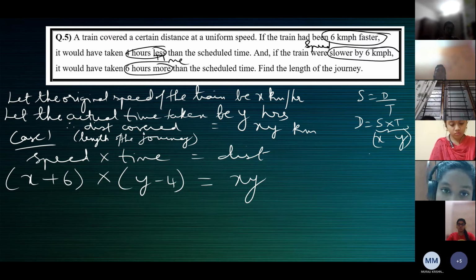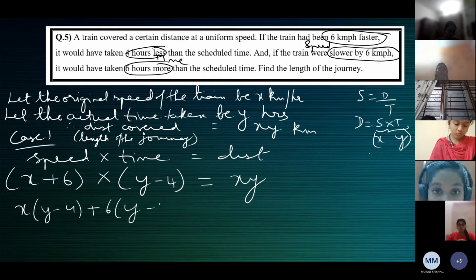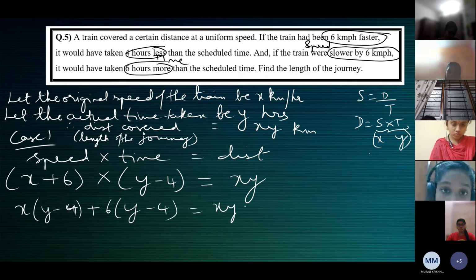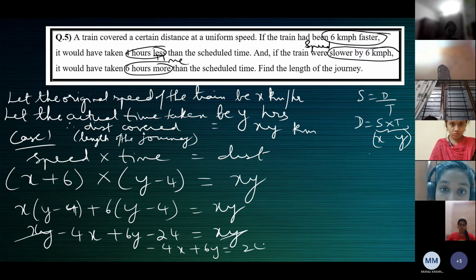Okay, so speed into time is equal to distance. x plus 6 into y minus 4 is equal to xy, distance xy. So now how do we multiply this? x into y minus 4 plus 6 into y minus 4. Regular algebraic multiplication is equal to xy. So you will get xy minus 4x plus 6y minus 24 is equal to xy. xy on either side gets cancelled. So the equation is minus 4x plus 6y is equal to 24. Write down, children.